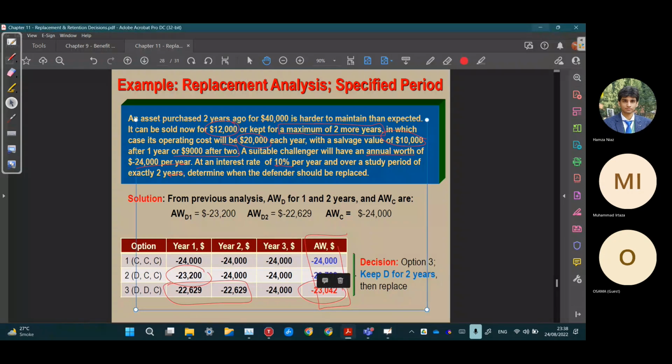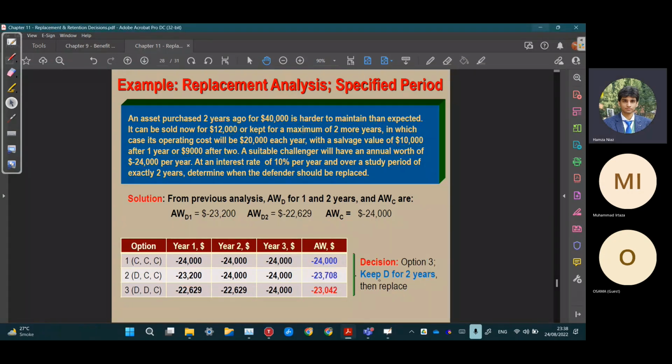So this is the option that keeps the defender for 2 years and then replaces it. So that is how we have to do a replacement study. Any issue in this?